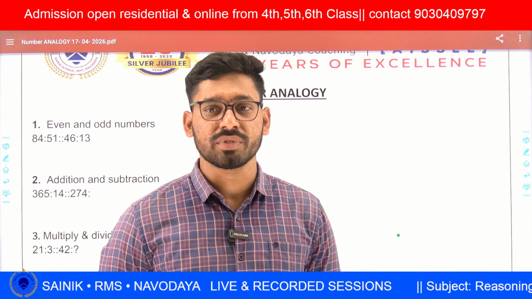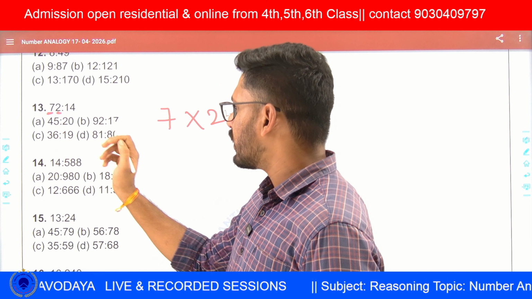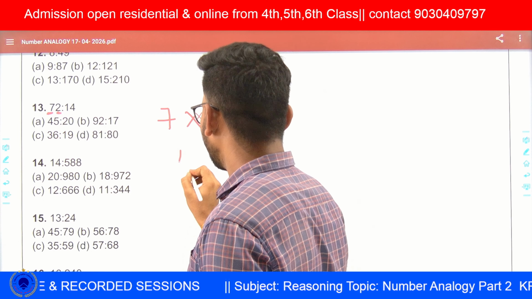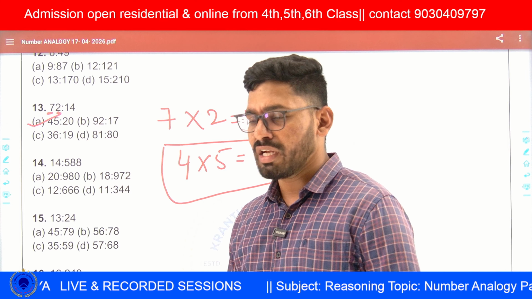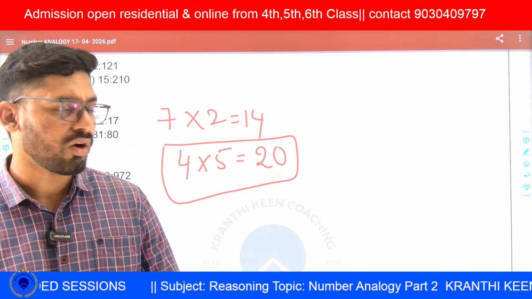Okay, this is the relationship. Now let's check the options here. 45, 20. Let's see, 4 into 5. If we multiply the two numbers, we get the product, that is 20. So it is following, right? So our answer is option A only. We need not check the other options when we get the same relationship. When we find the option with the same relationship, we need not check the other options.